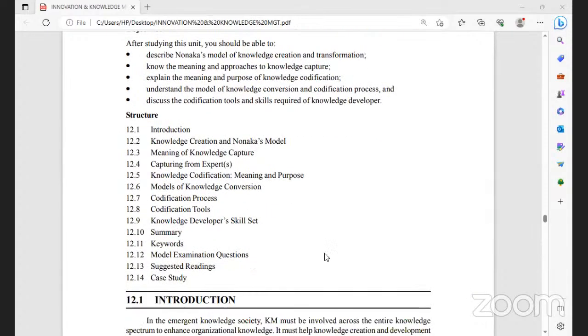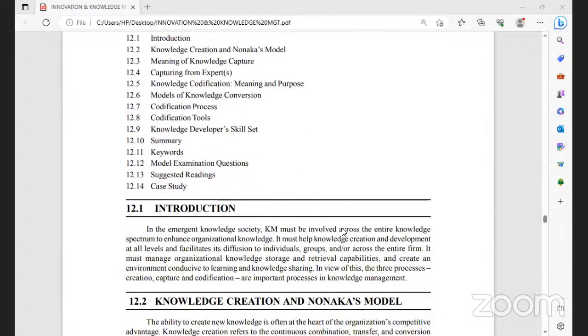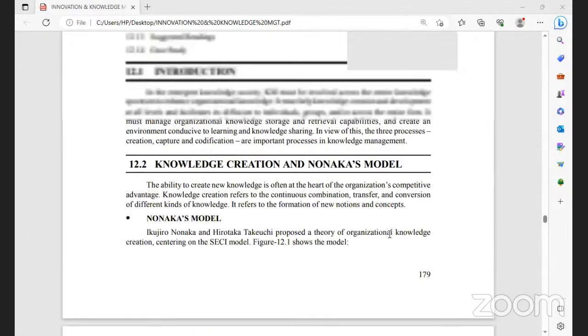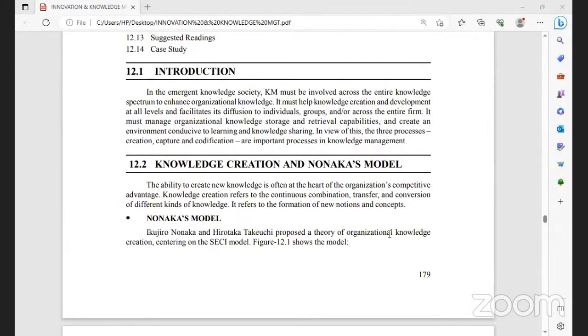In this chapter, we have knowledge creation and Nonaka's model, meaning of knowledge capture, capturing from experts, knowledge codification, meaning and purpose, models of knowledge conversion, codification process, codification tools, knowledge developers, skill set. First of all, knowledge creation and Nonaka's model.